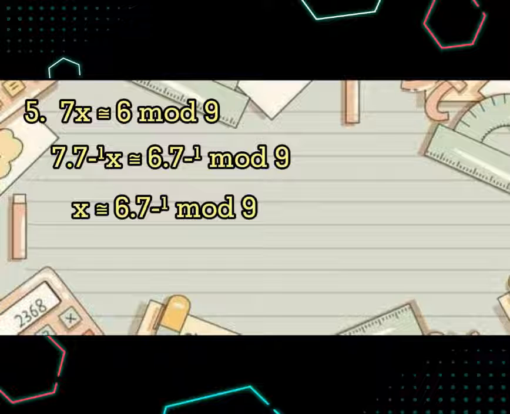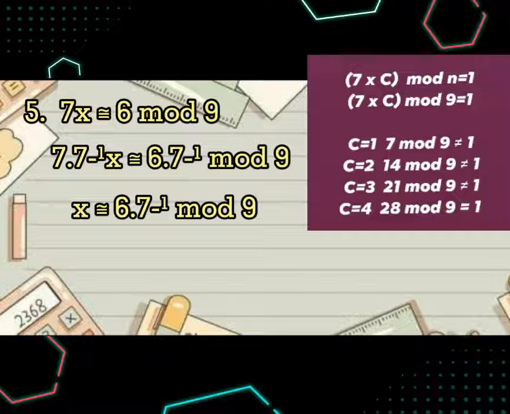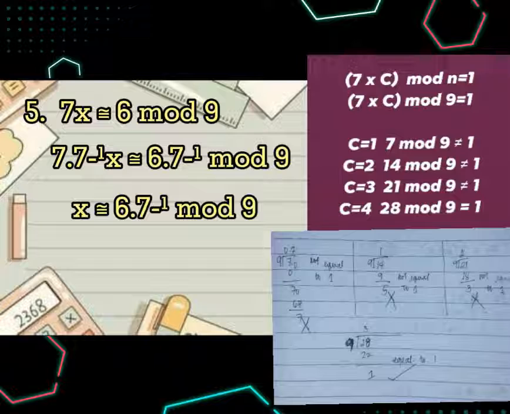To find the inverse, we need to do the extended Euclidean method, but it is easy if we interpret it like this: 7 times c mod n equals 1, so 7 times c mod 9 equals 1. The c is the 7 inverse. So, let us find the value of c and multiply it by 7. What we will do here is trial and error. So, let us assume that c equals 1.